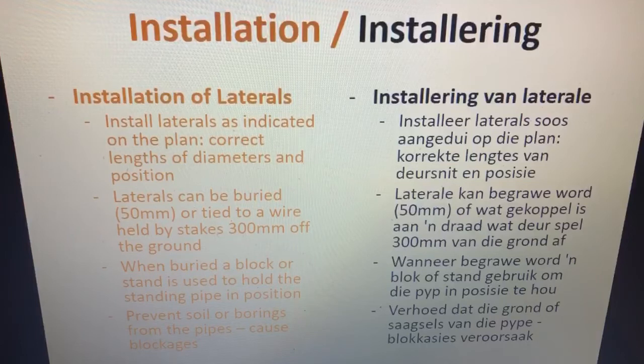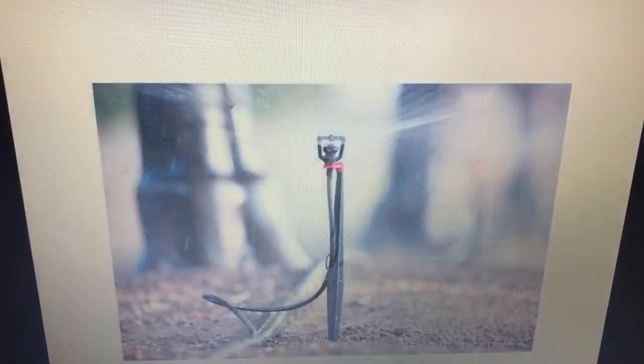And it's important to prevent soil or borings from getting into the pipes. When you're installing your pipes underground, make sure that you don't have extra soil coming into your pipe while you're busy burying it, because that soil can lead to blockages, as well as borings. So if you are sawing through your pipes to get them to a specific length, make sure that the borings don't end up in the pipe.